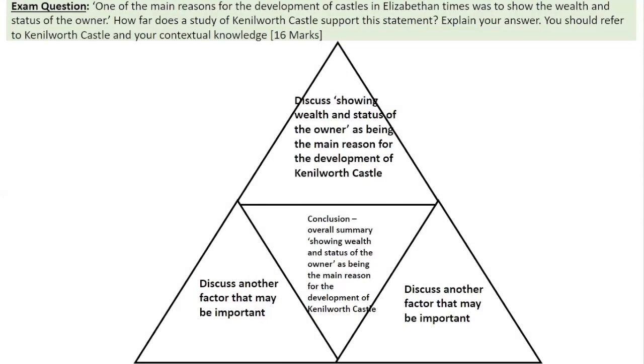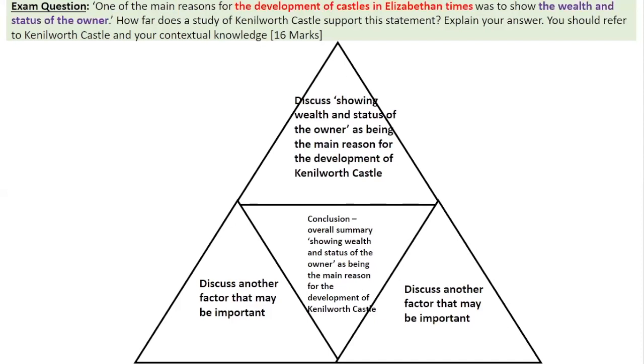Now, to plan our answer, we're going to use this pyramid diagram. At the top of the pyramid, this is where we discuss showing wealth and status of the owner as being the main reason. So we're discussing the factor that is in the question. We then bring in, if you look at the bottom left part of the pyramid, another factor. If we look at the bottom right, we then bring in a third possible factor. And the part in the middle represents our conclusion, our overall summary, where we discuss once again with our overall decision whether wealth and status of the owner is the main reason for castles like Kenilworth being built during Elizabethan times.